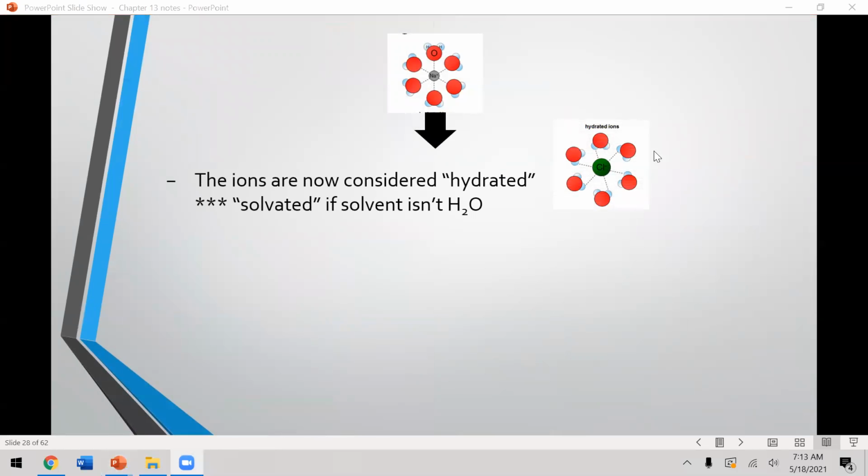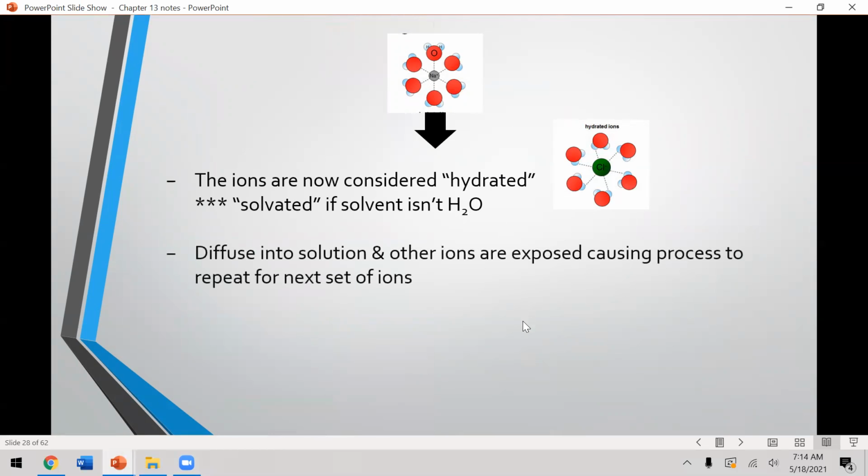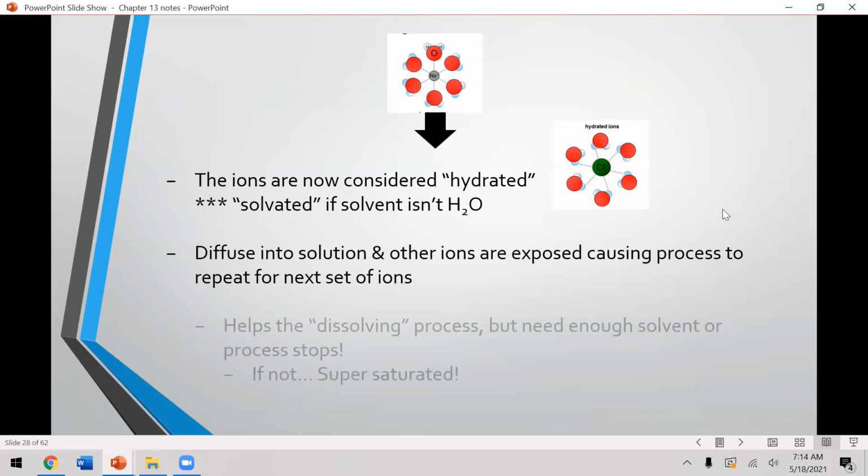So once you have the sphere of hydration or solvation, we can say that the ion is hydrated because it's surrounded on all ends by water. Or if it's not water, we say it's solvated. So now that every ion is separated, it can diffuse into solution, goes between pockets of water, and then more ions are exposed, and the process just repeats. And that's how you get this dissolving process to happen. So it's exposing and hydrating, exposing and hydrating.